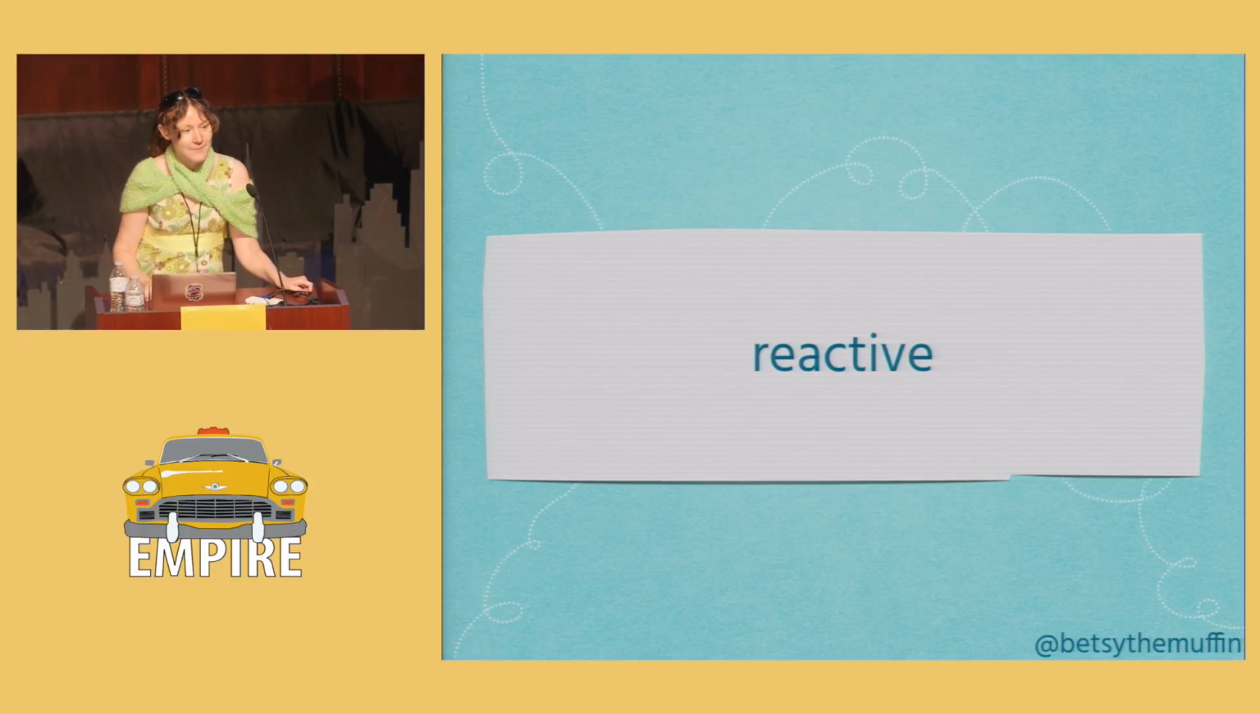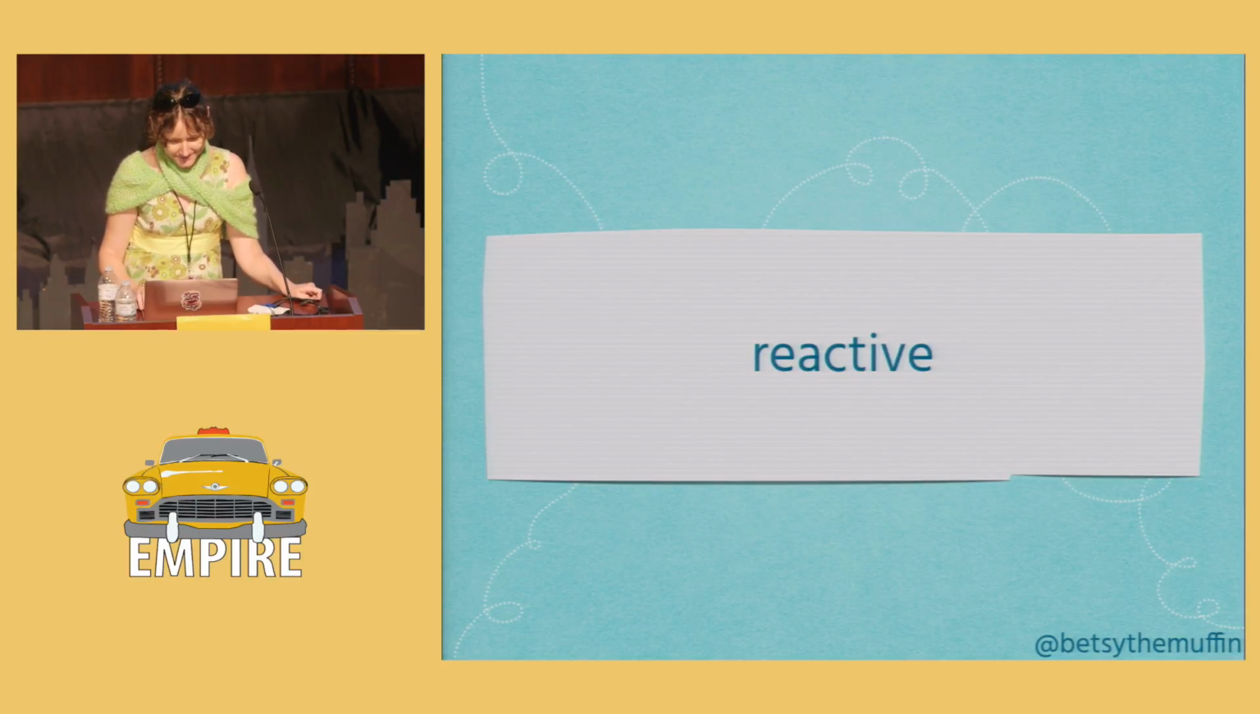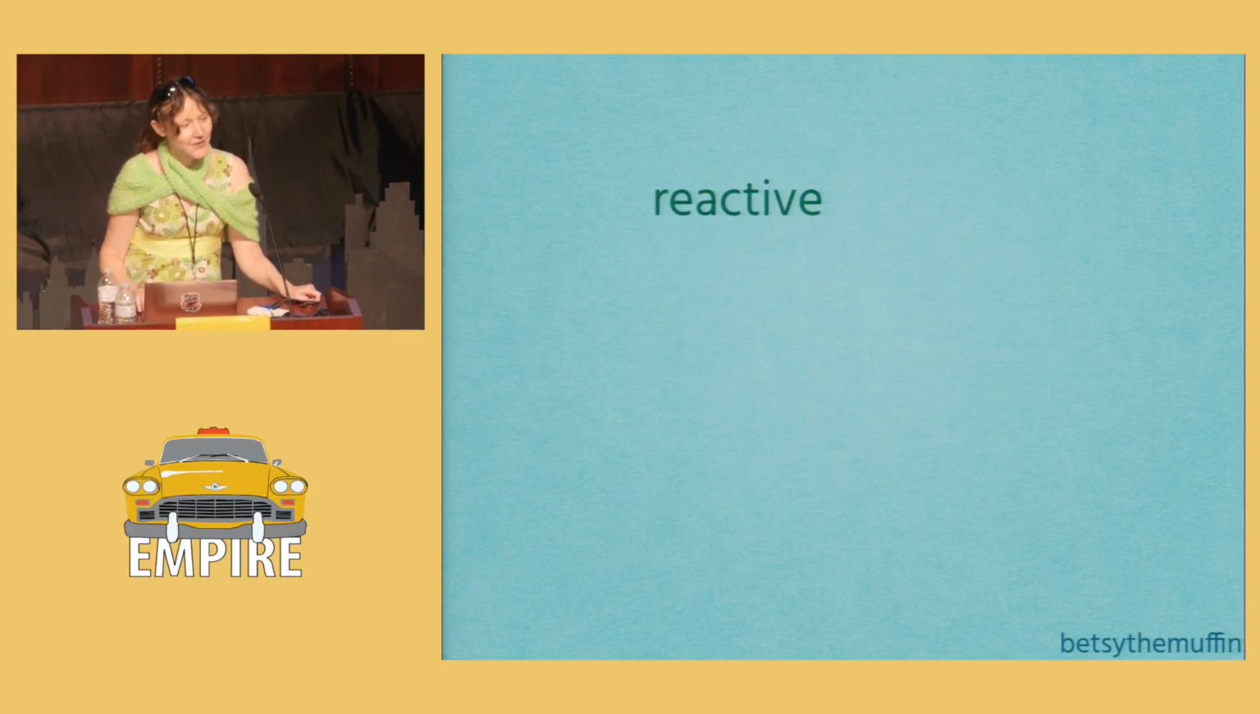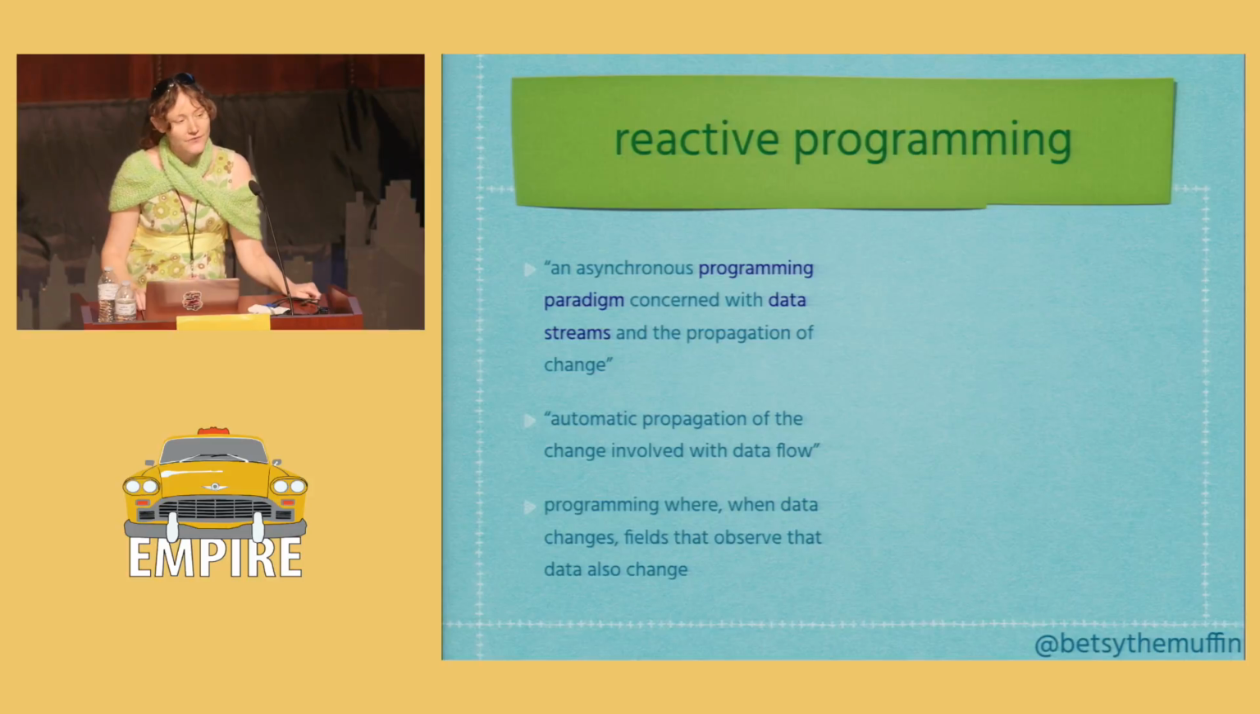Vue's big claim to fame is that it's a system for reactive programming, which is a buzzword, and so let's unpack what that actually means. When I turned to Wikipedia for an authoritative definition of reactive programming, which is of course a good idea, I got a bunch of stuff about data streams and the propagation of change. I got a bunch of stuff about an inferred dependency with the associated execution model that facilitates the automatic propagation of change involved in data flow.